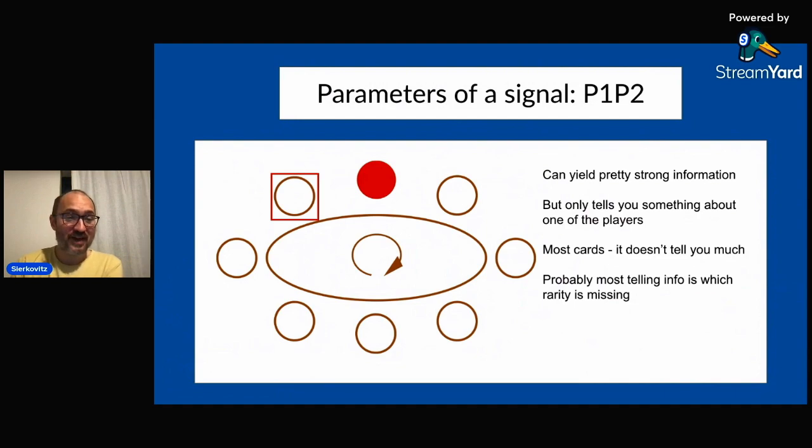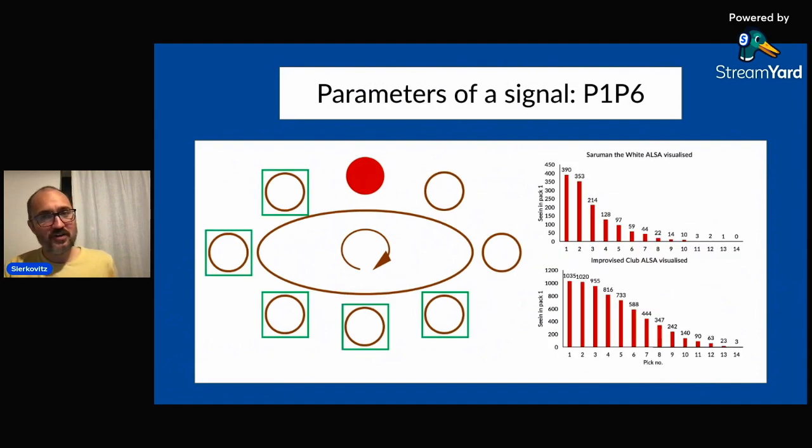And there we go, JPSN, so that I was not lying and reinventing things based on your suggestion. Probably the most telling info is which rarity is missing from the pack. That's the most useful signal that you can read from pack 1, pick 2.